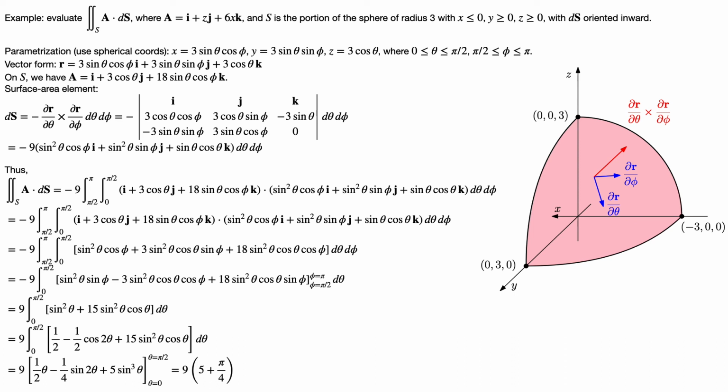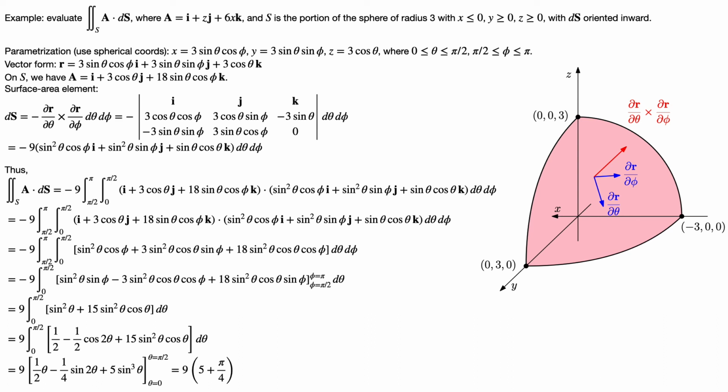We're also told to take dS pointing inwards, because remember that in general there is an ambiguity with dS, hence why we have the plus minus sign in the expression for it. So, since the surface is part of a sphere, it seems sensible to use spherical coordinates to parameterize it. On the surface we just have r equals 3, so the parameterization is simply x equals 3 sin theta cos phi, y equals 3 sin theta sin phi, z equals 3 cos theta.